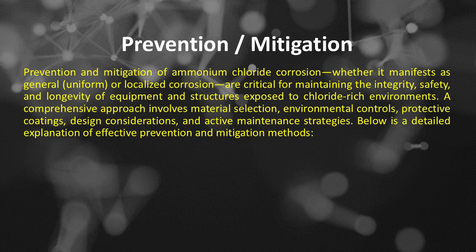Prevention and mitigation of ammonium chloride corrosion, whether it manifests as general, uniform, or localized corrosion, are critical for maintaining the integrity, safety, and longevity of equipment and structures exposed to chloride-rich environments. A comprehensive approach involves material selection, environmental controls, protective coatings, design considerations, and active maintenance strategies. Below is a detailed explanation of effective prevention and mitigation methods.